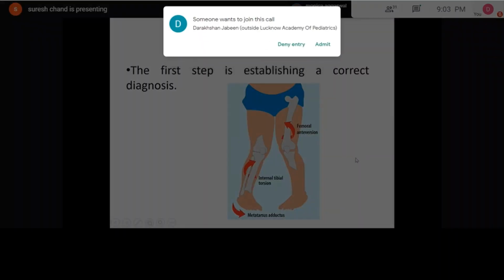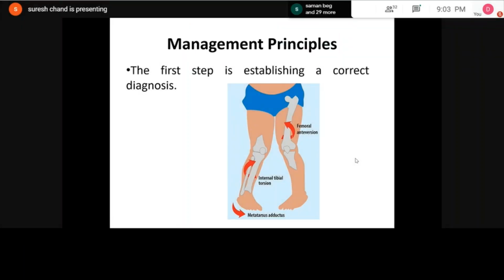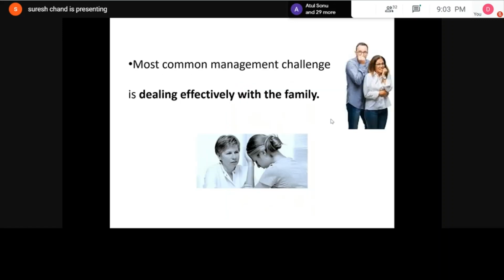So the management principle for managing rotational malalignment again lies in establishing the correct diagnosis. Is the malalignment coming from femoral anteversion, or from the tibia, or from metatarsus adductus, or are there any underlying neuromuscular issues, or is there any skeletal dysplasia associated? So the principle of correction would be establishing the cause and level of the deformity.